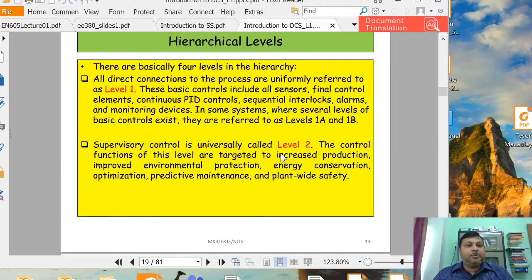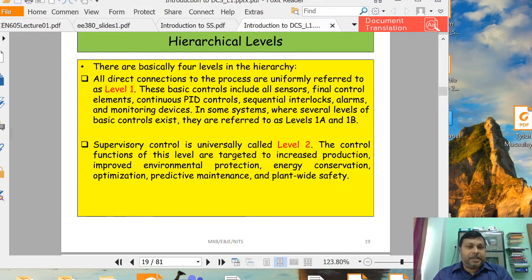The first level: all direct connections to the process are uniformly referred to as level 1. These basic controls include all sensors, final control elements, continuous PID control, sequential interlocks, alarms, and monitoring devices. In some systems where several levels of basic control exist, they are referred to as level 1A and 1B. Okay, and so at level 1, the uses of computer will be the basic controls.